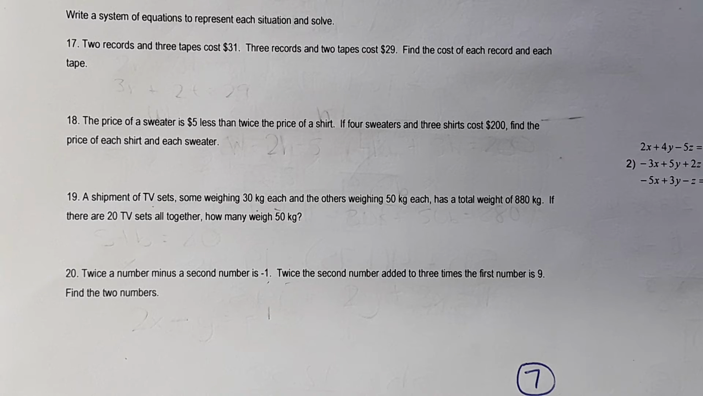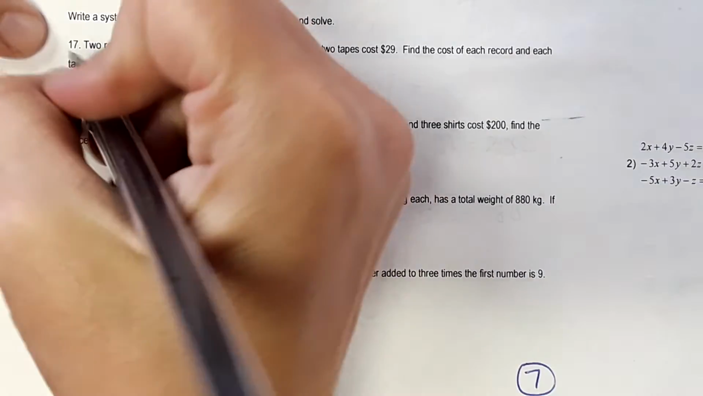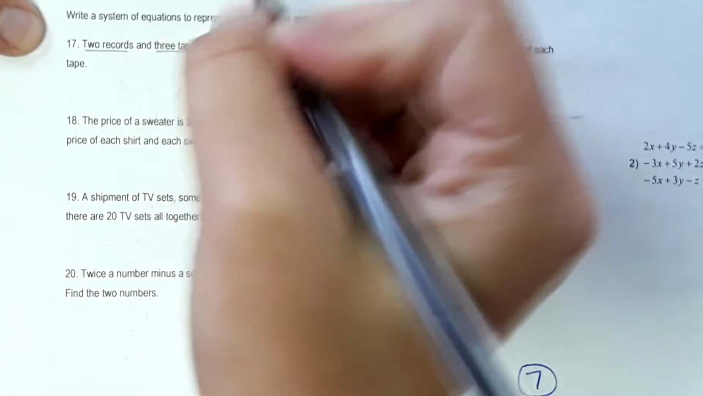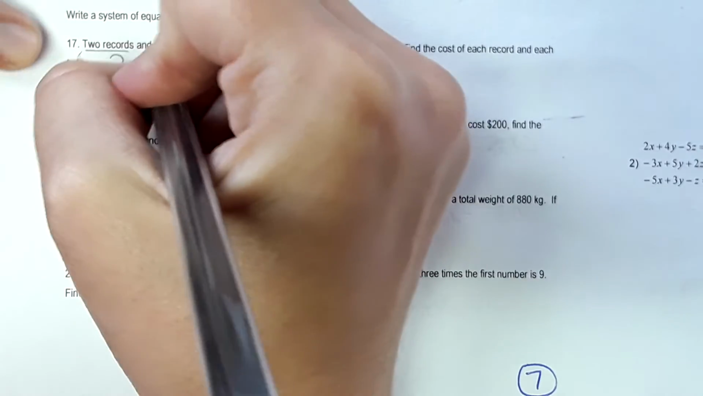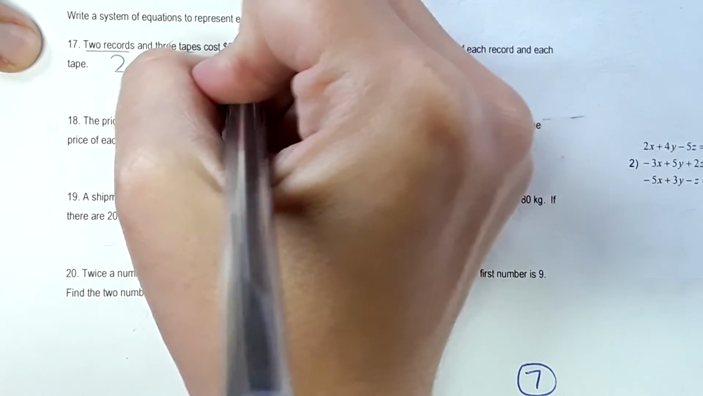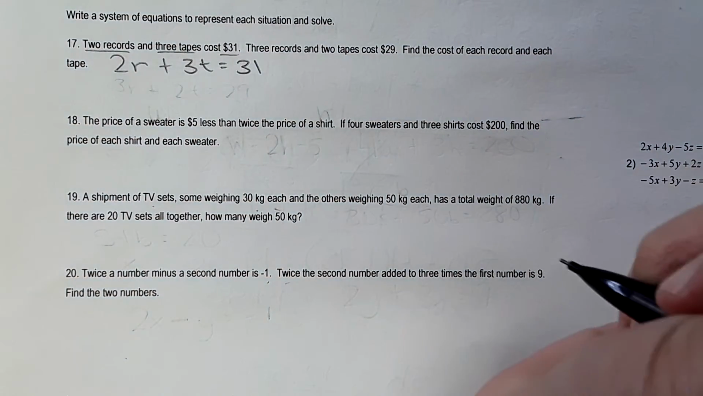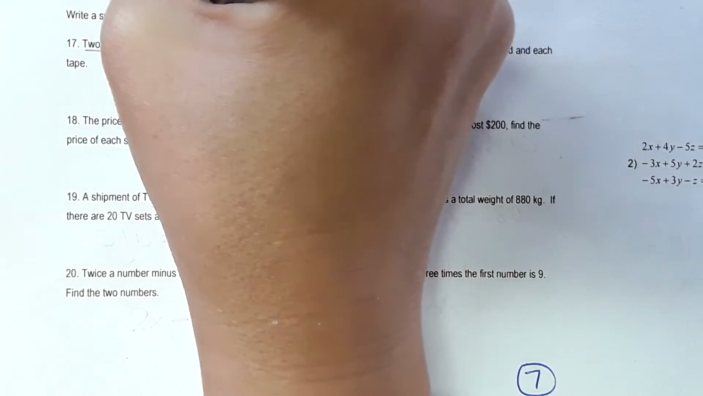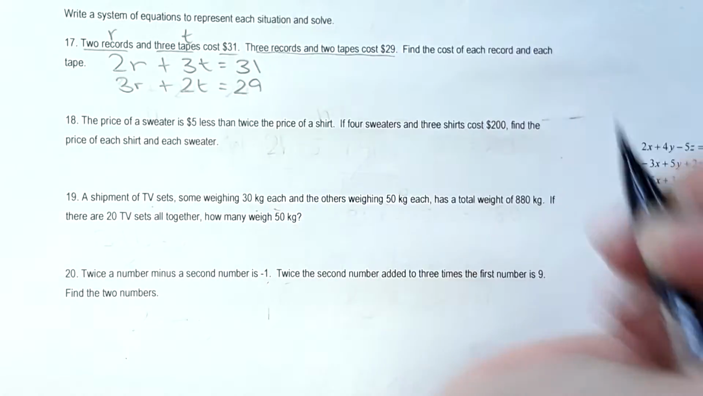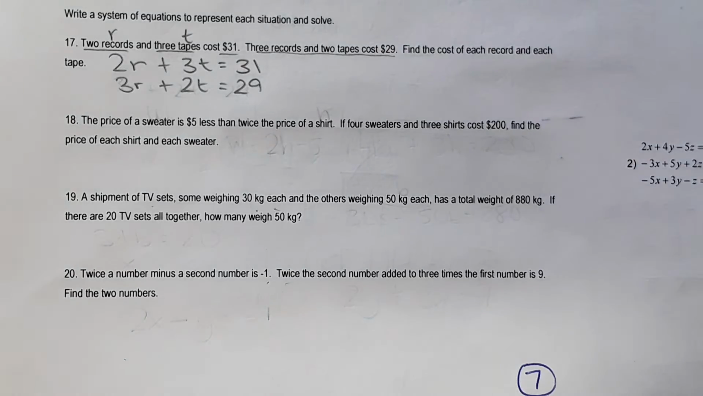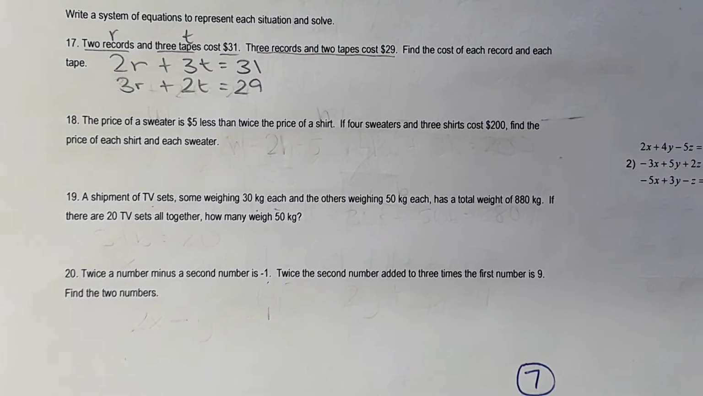Anyways. Okay, so number 17, it says 2 records and 3 tapes cost $31. So I'm going to write that out. 2 records plus 3 tapes equals $31. 2R, R for records, T for tapes. 3 records and 2 tapes cost $29. So 3 records plus 2 tapes equals $29. Find the cost of each record and each tape.